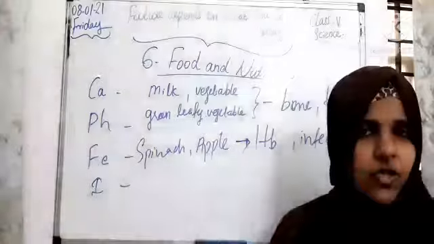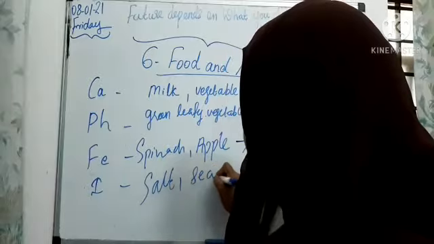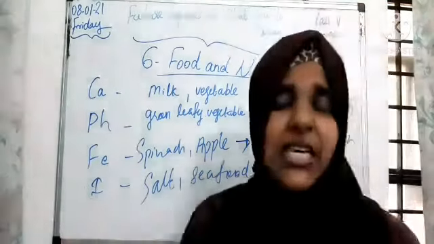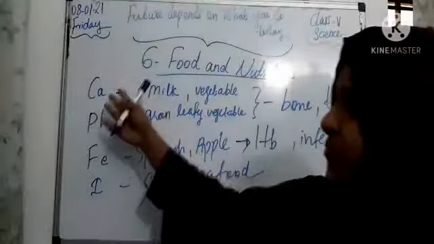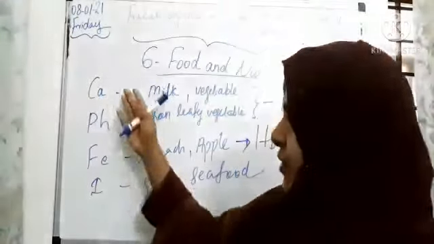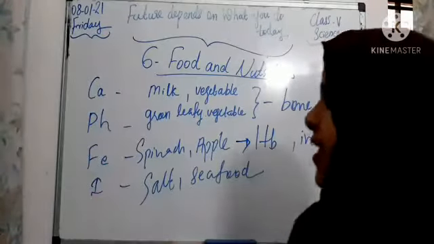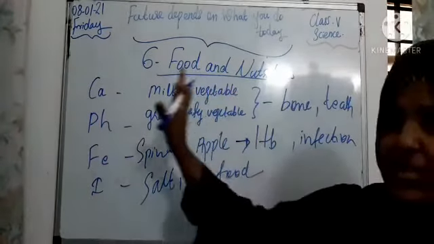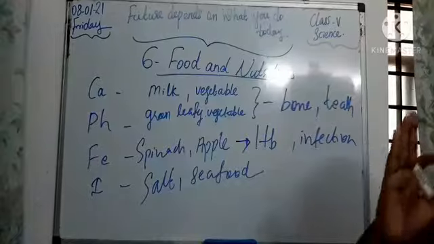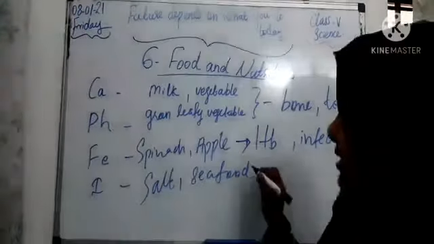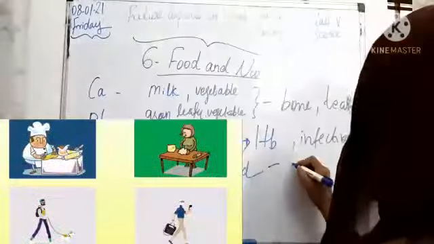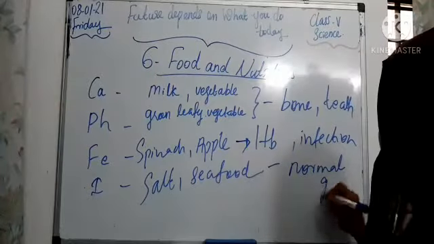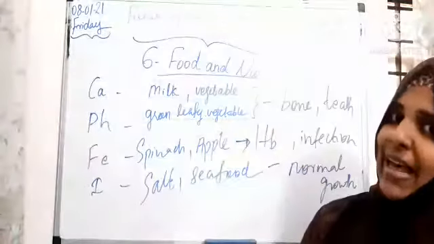Then what about iodine rich food, children? Commonly we say iodine salt. So salt and seafoods like prawn and fish are the main examples of iodine rich food. Is it clear to all of you? These are the different types of minerals: calcium, phosphorus, iron and iodine. You have to learn the sources and functions of these minerals thoroughly. And the function of minerals is that they help the normal growth of our body. Clear all of you?